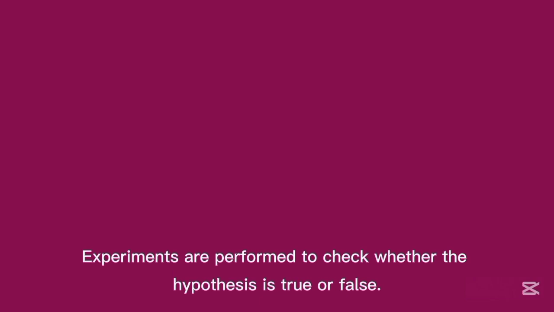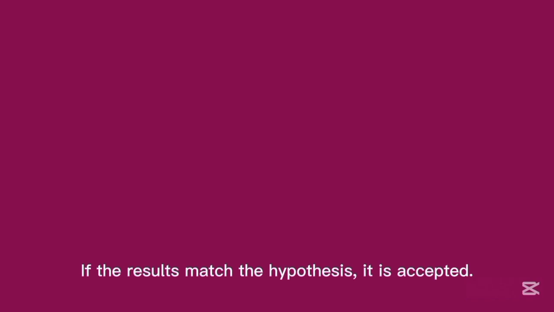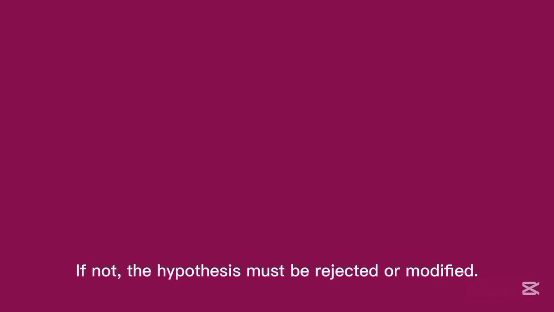Experimentation. This is the heart of the scientific method. Experiments are performed to check whether the hypothesis is true or false. A scientific experiment must be careful, controlled, repeatable, and free from personal bias. If the results match the hypothesis, it is accepted. If not, the hypothesis must be rejected or modified. The author shows that this honesty and willingness to change one's opinion is what makes science trustworthy.